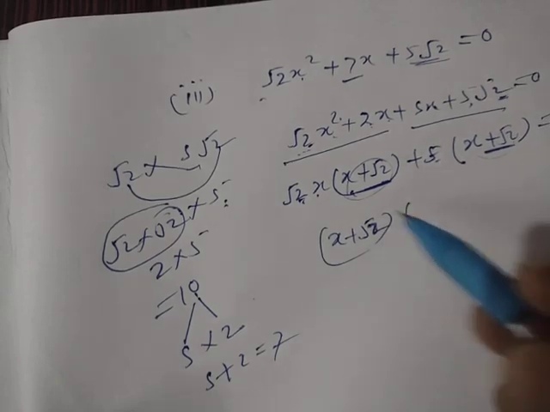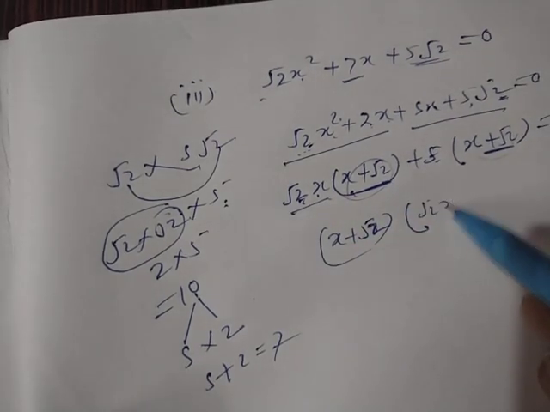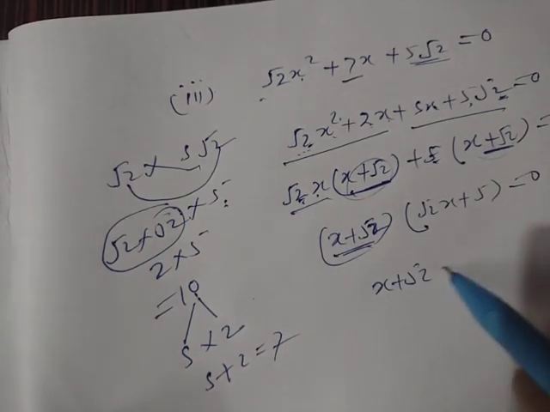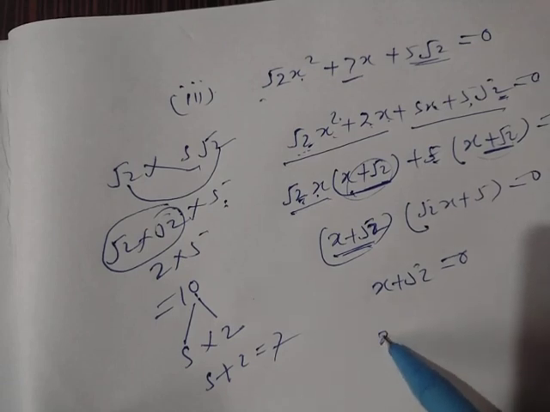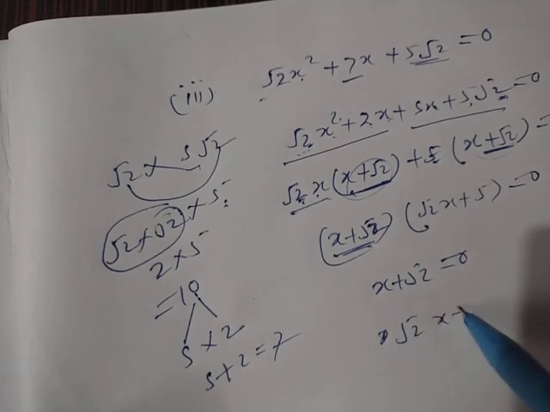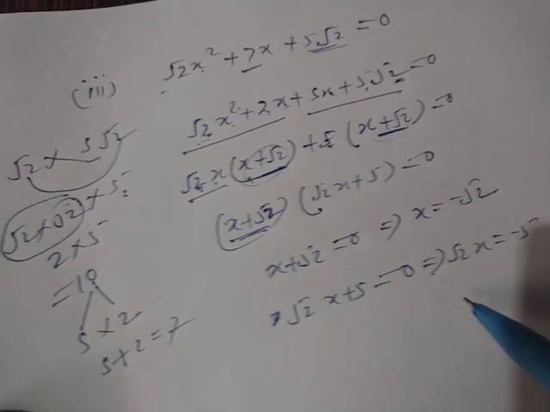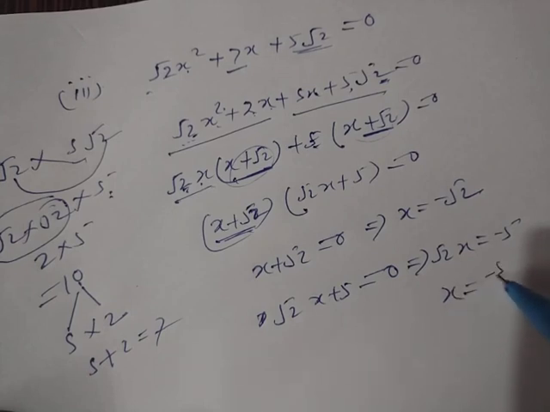Then root 2x plus 5 is equal to 0. Either x plus root 2 is equal to 0 or root 2x plus 5 is equal to 0. This implies x is equal to minus root 2, and this implies root 2x is equal to minus 5. Then x is equal to minus 5 upon root 2. This is the answer.